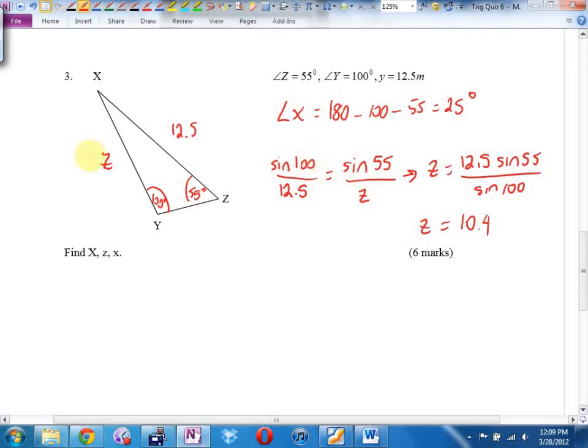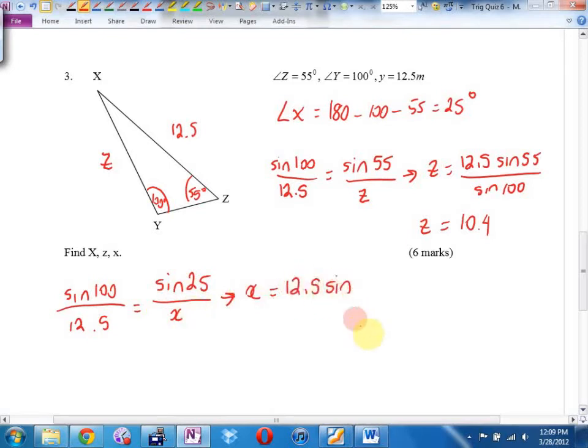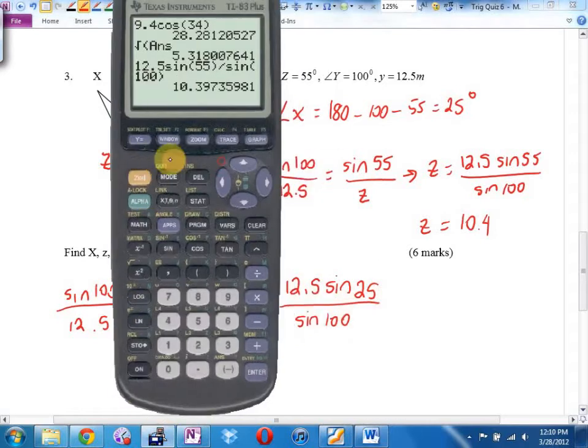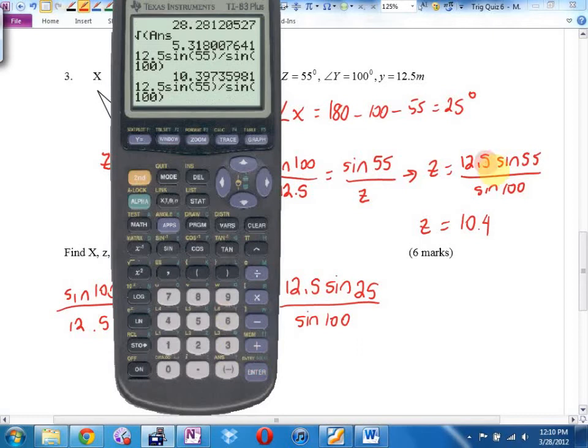And let's find x. It's going to be the same idea. I'll still use sine of 100 over 12.5 equals the sine of x, which was 25, over little x, which I'm trying to find. Cross multiply, little x equals 12.5 sine of 25 over sine 100. And Joel, this is one of the nice things about getting a really good calculator. You'll notice it's exactly the same numbers here. All I have to do is change the 55 to a 25. It's way less typing if you can backspace and edit on your calculator.